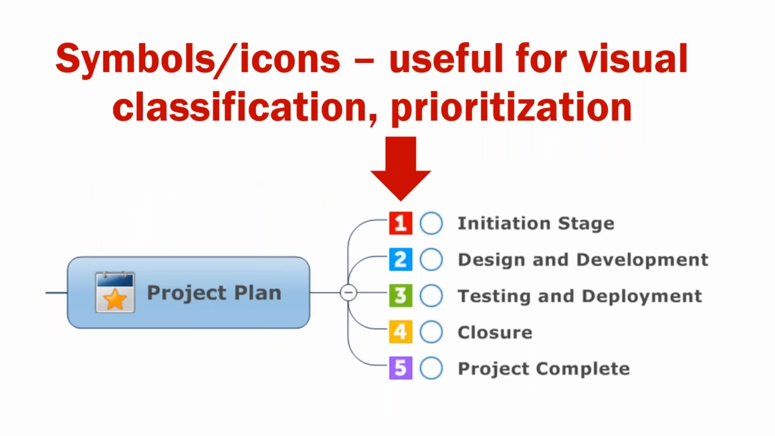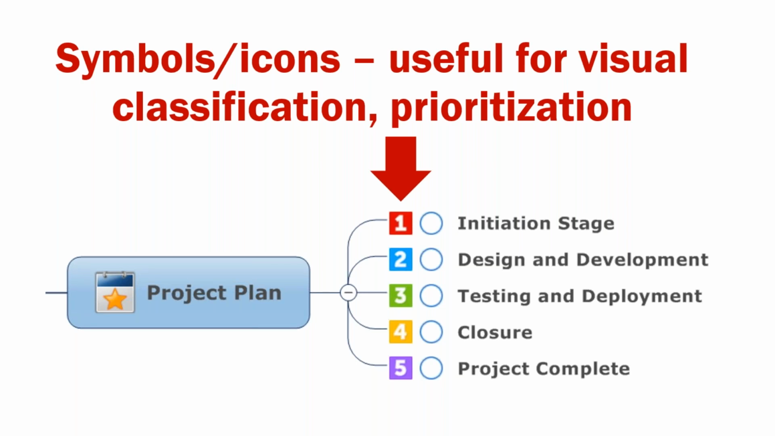Symbols and icons, these aren't quite so useful in the brainstorming stage, but when you get to the point where you're developing the plan out of the ideas that you've generated, it's very, very valuable. You can use them to provide visual classification and prioritization. What you see on your screen here are priority numbers. Those ship with MindManager, and you can use them to visually indicate what's most important, what's next, and so forth. And the symbols and icons can be used to denote different types of topics.